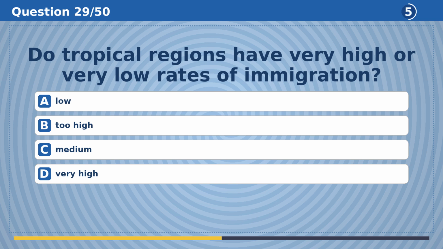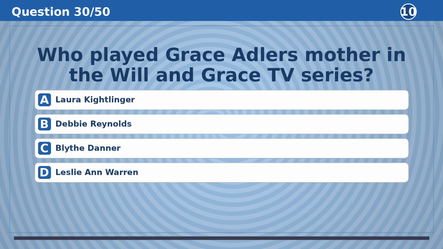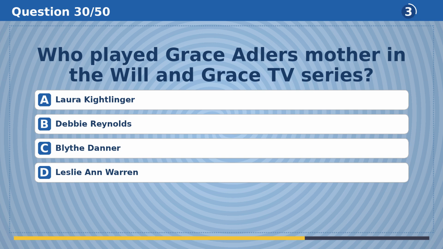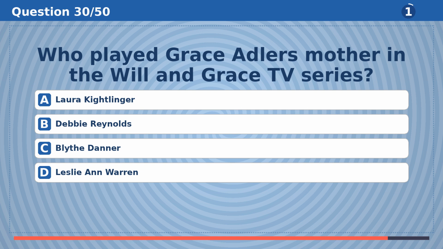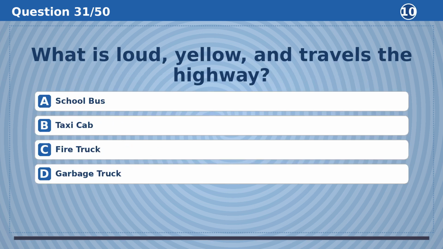Do tropical regions have very high or very low rates of immigration? The answer is D. Very high. Who played Grace Adler's mother in the Will and Grace TV series? The answer is B. Debbie Reynolds.